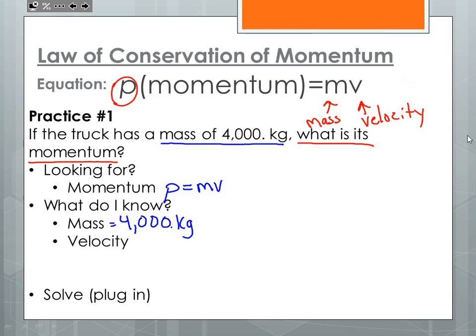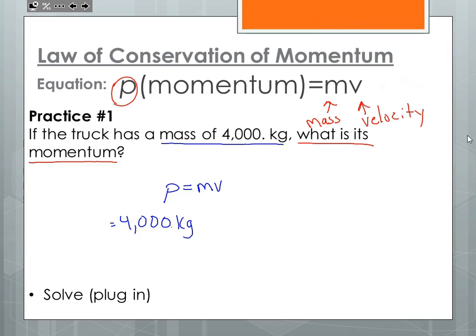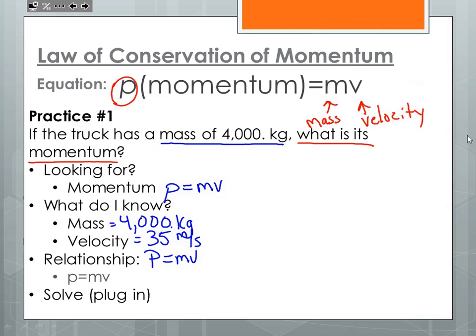And I know the velocity, because remember, if we go back real quick to that page, it says that they're going the same speed, which is the same thing as velocity but with direction, of 35 meters per second. All right, so I know my velocity equals 35 meters per second. Okay, so now what's the relationship? The relationship is that P equals M times V, and I think it even shows it next. P equals M times V. So now we're just going to plug in.